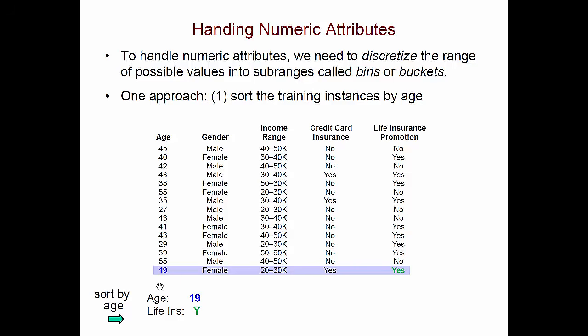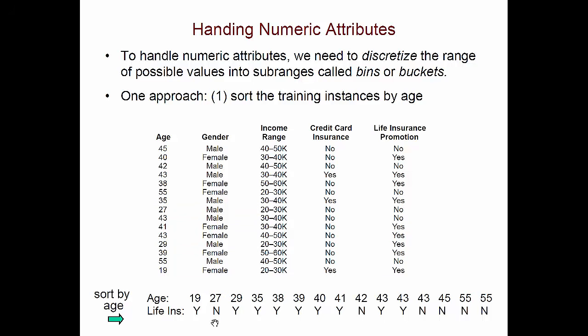And so you can see the youngest person here is age 19, and they are a yes, so I'm putting a Y there. The next youngest is this 27-year-old male. He did not accept, so I'm putting a no down here next to his age. And then we just keep doing this until we have it fully sorted. And then we're going to look for a two-way split, a binary split, that is as accurate as possible.